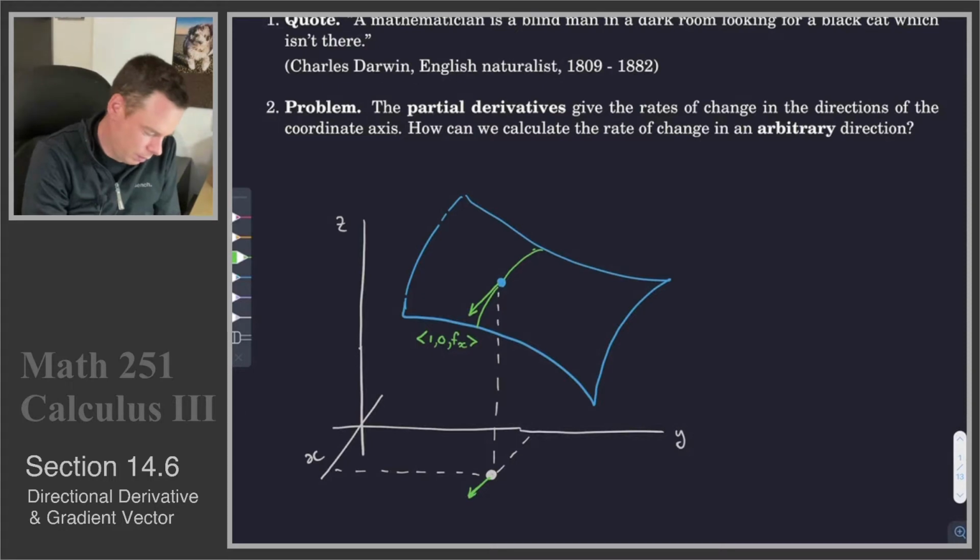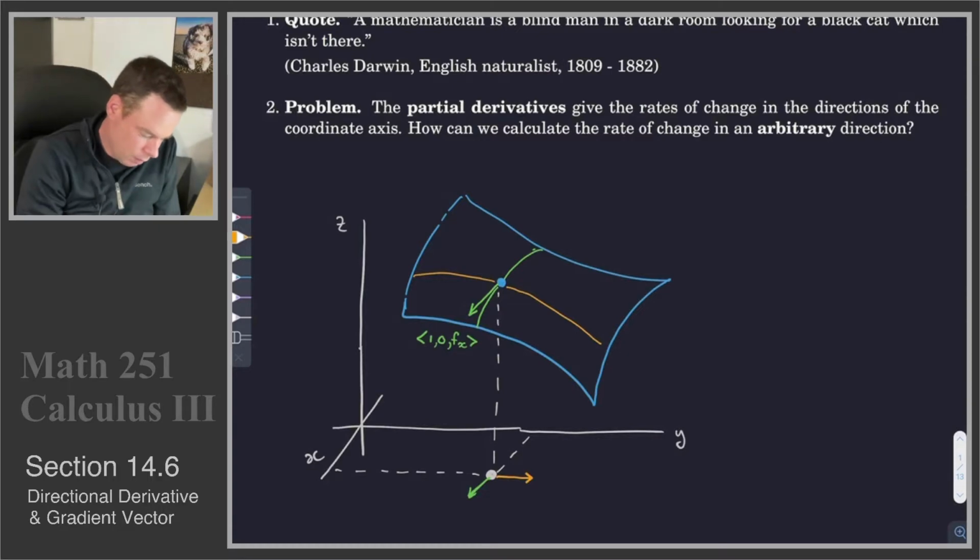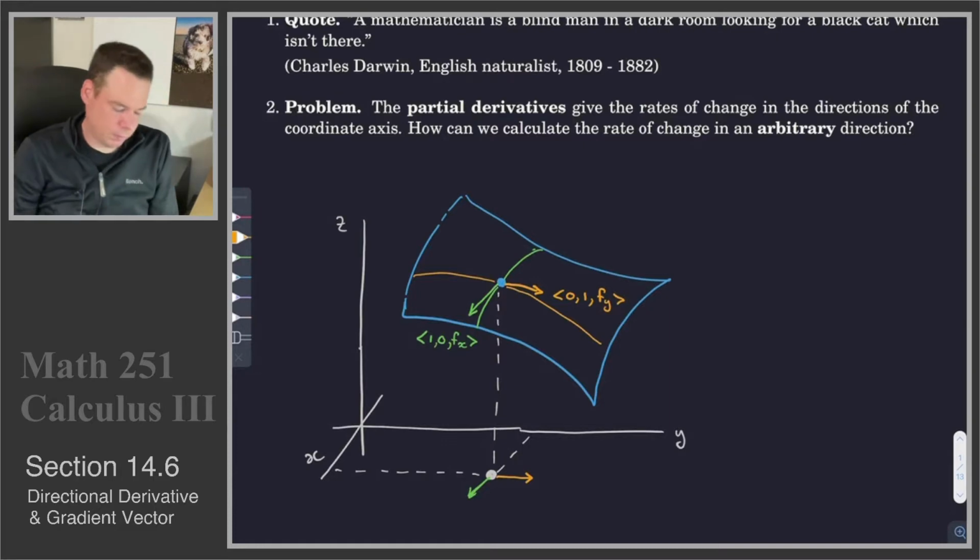Do the same thing in the other direction, in the y direction. So imagine slicing our surface in the y direction, so that is, we construct a plane parallel to the yz plane, slicing our surface. From there we can construct the tangent vector. The tangent vector is given by 0, 1, and then the y partial derivative.